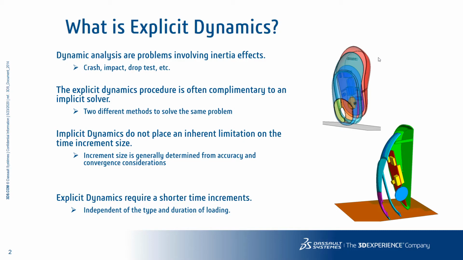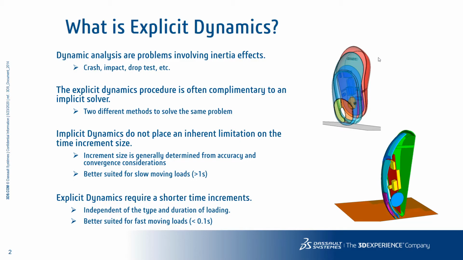But one fundamental rule of thumb that I've used over the years successfully is how fast the load is being applied onto the system in the real world. Typically, if you have a slow moving load of 1 second or more, then an implicit dynamics analysis would probably work fine. If you have fast moving loads, which are less than 1 second, then you would probably need to use an explicit dynamics analysis. There's many other reasons why explicit dynamics is the better choice, and I will be going through a few real-world examples where explicit dynamics was used and why it was chosen.